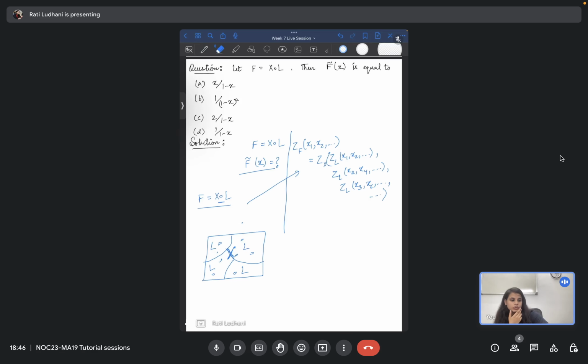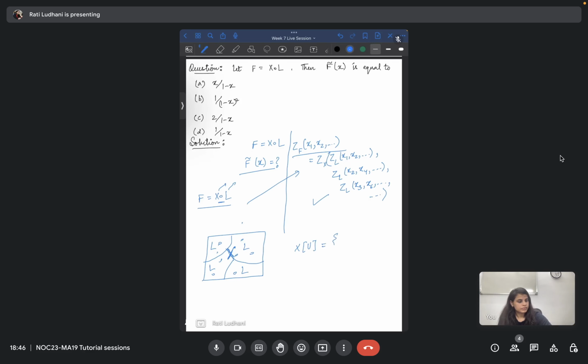Now let's see how we can calculate this. As you can see, for this value you need to find the cycle generating series for x and L, right? That is the requirement, because if you get it, you can just use the formula and get the value for this f, right? Is that clear? Yes, ma'am. Okay, let's try to calculate then. Do you know the cycle generating series for x? So what is x?